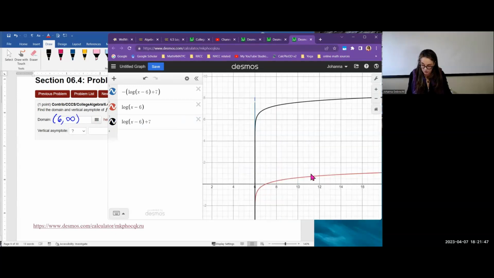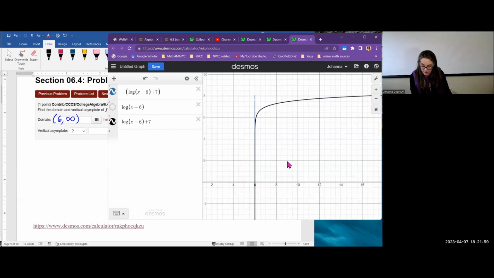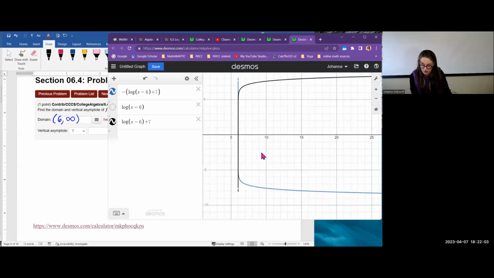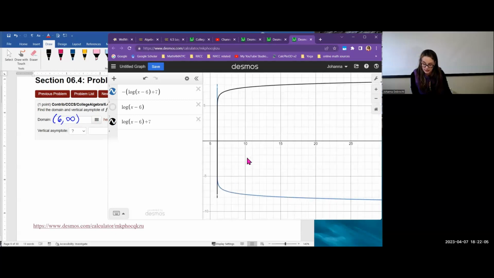See how it took this red curve and just pushed every point up 7. To the y value, you add 7 to shift up. And then it took this graph right here. I'm going to turn this one off. It took this graph and it reflected it. So I'm going to scroll in a little bit so you can see it. It took the graph and it reflected it.